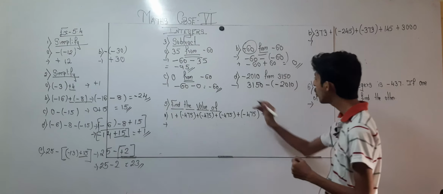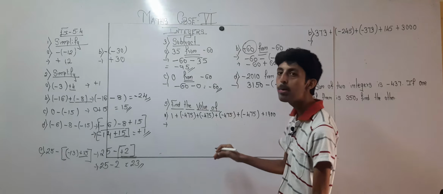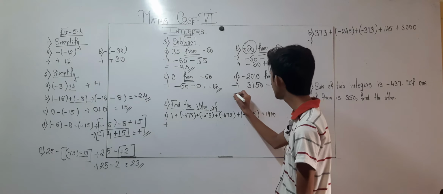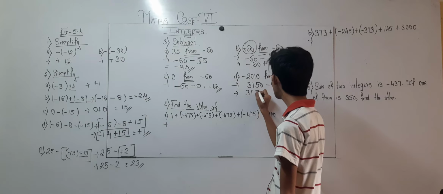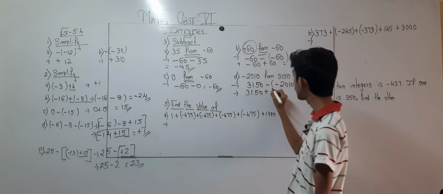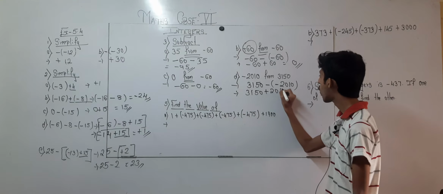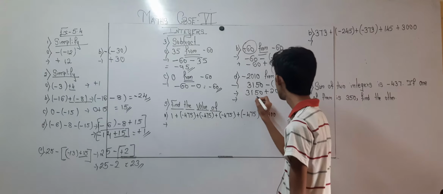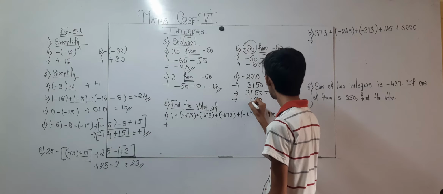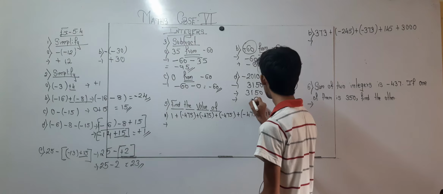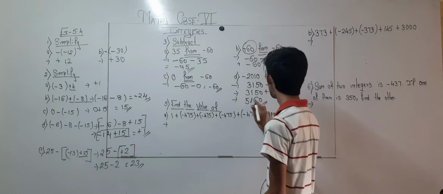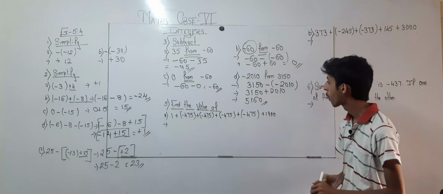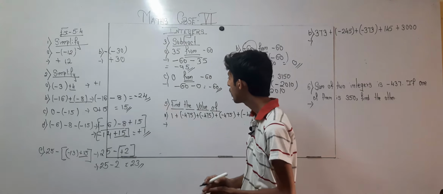2010. Now again, over here we have done this in question number B. The same procedure we followed over here. So 3150 plus 2010. So over here we have to do the addition, simple addition. So it will give me 5160.